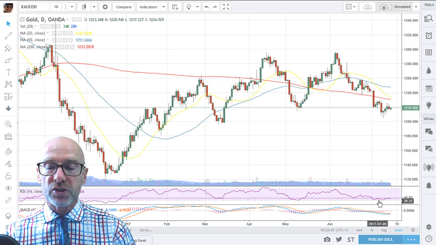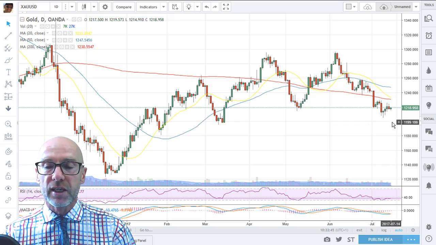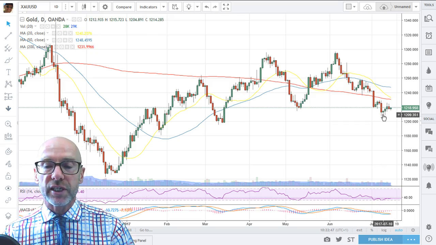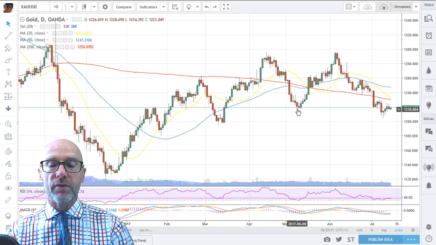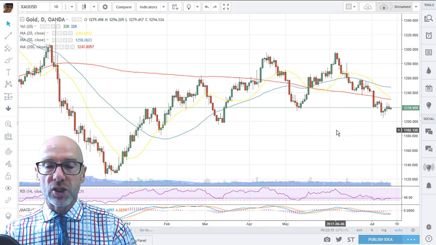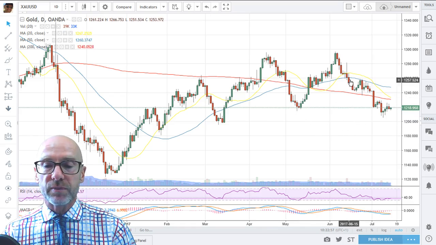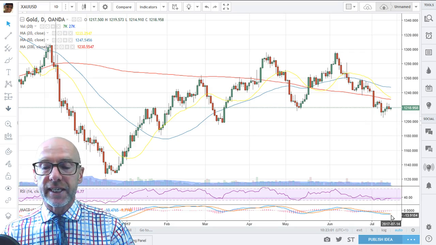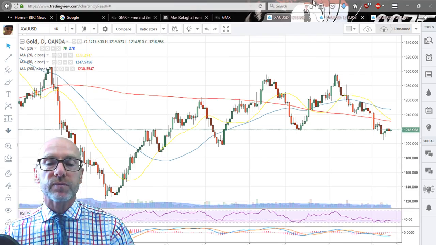But it's not a sign as yet, because the low that we actually achieved was below the lows of the support that we had from the 9th of May. So really it was indicative of a downtrend. The MACD are still tracking down.